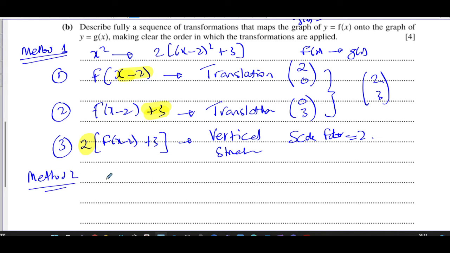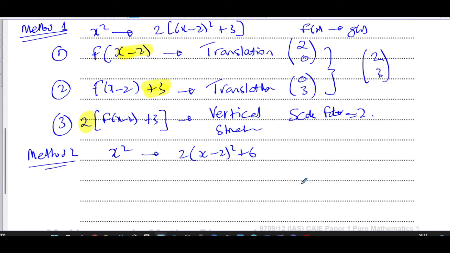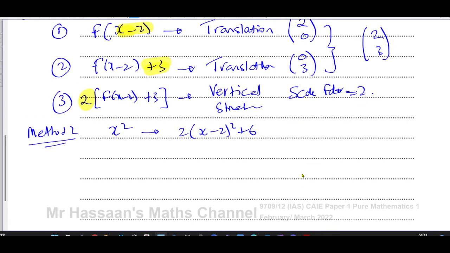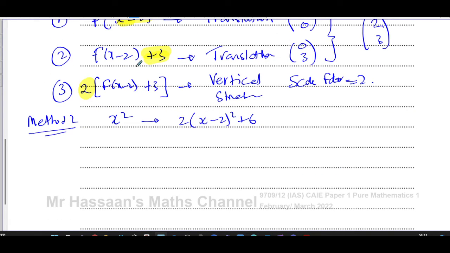And that would be if we think about x squared becoming 2 times (x minus 2) in bracket squared plus 6. It's like when you expand that. This should give us exactly the same result of where the function should end up. And we're going to test a point to make sure, just to show that it's going to give you the same thing anyway.